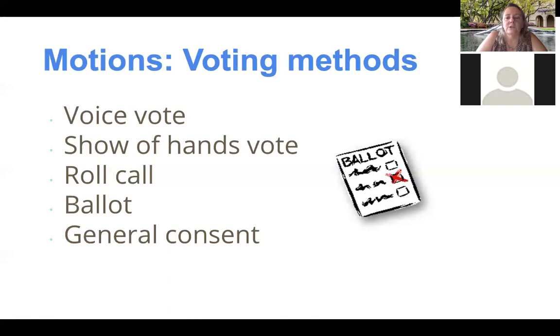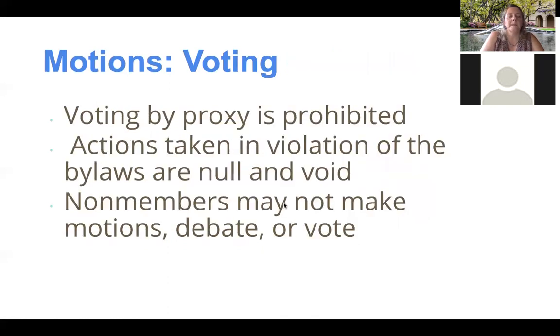Or you can do general consent, and that is where it's a completely non-controversial item, usually adoption of the agenda, or something where you can tell there's already general agreement, and there's the motion on the floor, and you could say, with no objections, the motion carries. Somebody can express their objection to it. So usually we just do voice vote because that gives everybody a chance to say yay or nay. But these are other options for you.